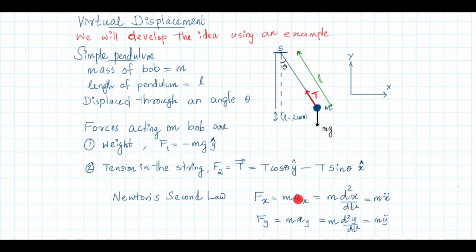M into ax. You can write acceleration as the second derivative of position. Since it is the acceleration along the x direction, you can write it as d square x by dt square, and that is x double dot. A single dot represents a time derivative. If you have two time derivatives, you can put two dots. So, m x double dot means m into d square x by dt square. m y double dot means m into d square y by dt square, which is the acceleration along the y direction. So, these are Newton's equations in component form.